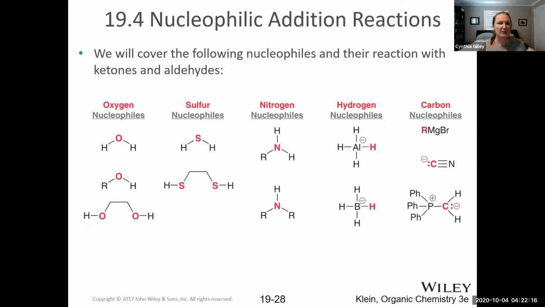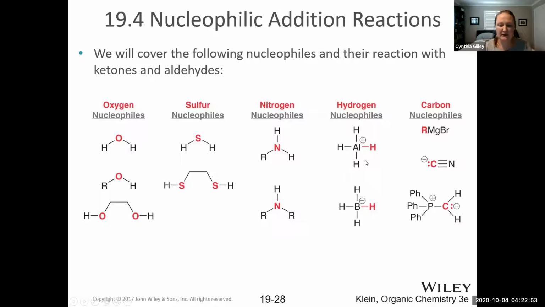So in this chapter, we're going to be talking about nucleophilic addition reactions to aldehydes and ketones using a variety of different nucleophiles. We'll talk about oxygen nucleophiles, which include water, alcohols, and diols. We'll talk about sulfur nucleophiles, which are analogous to the oxygen-based nucleophiles, just with sulfur in place of oxygen. We'll talk about amine-based nucleophiles, so those are different types of amines. Specifically, we're going to talk about primary amines and secondary amines.